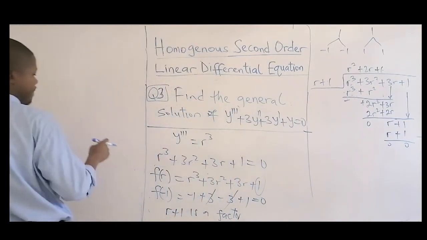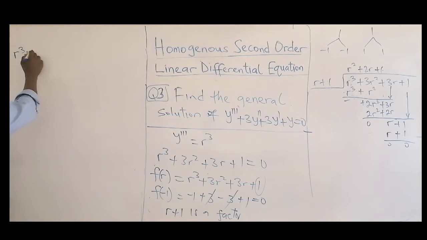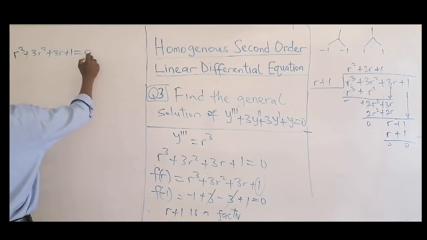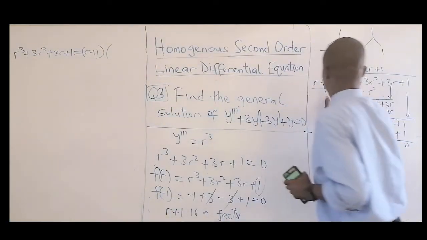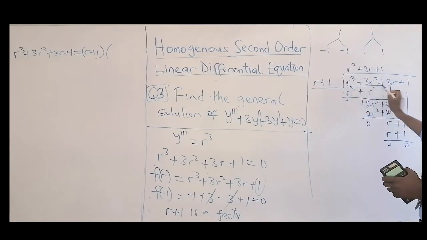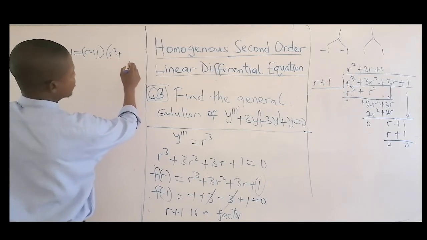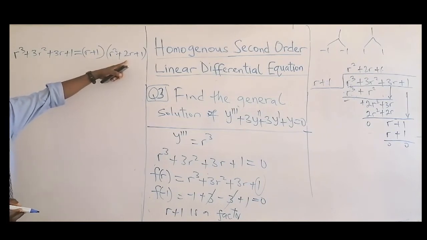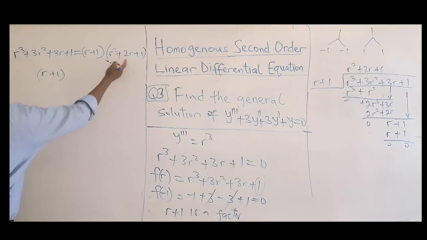So therefore, this expression r cubed plus 3r squared plus 3r plus 1 is equal to r plus 1 times what? What was our quotient? If you multiply this one times this one, you get back your function. So that will be r squared plus 2r plus 1. So this is quadratic. Then we also factorize this one into linear factors.